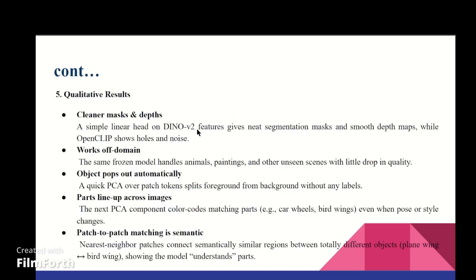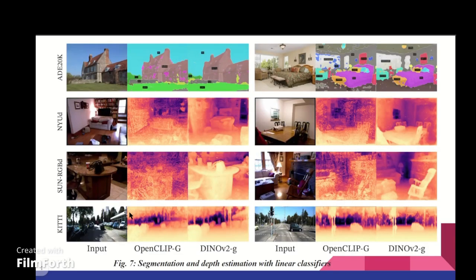Now coming to qualitative results. In this part, we'll explain the qualitative results reported in the paper, and this includes image retrievals, attention visualization, dense prediction, and more, which helps us understand how DINOv2 perceives and processes images. Now here you can see the visualization of the segmentation and depth estimation of these models.